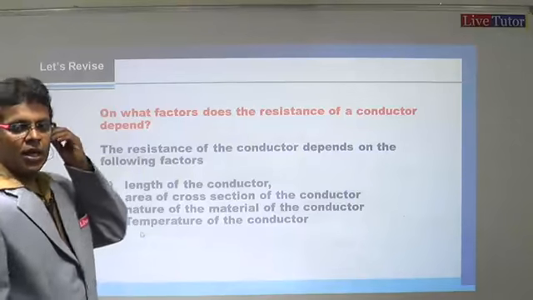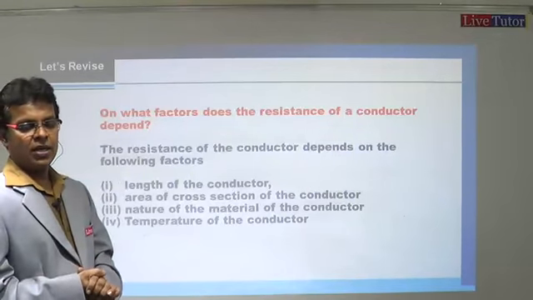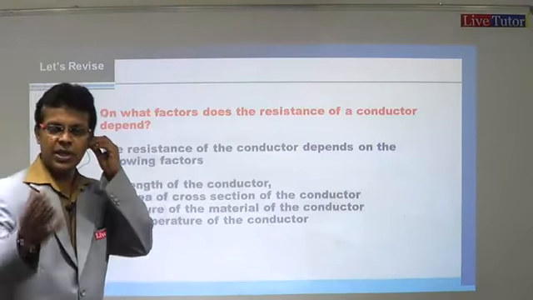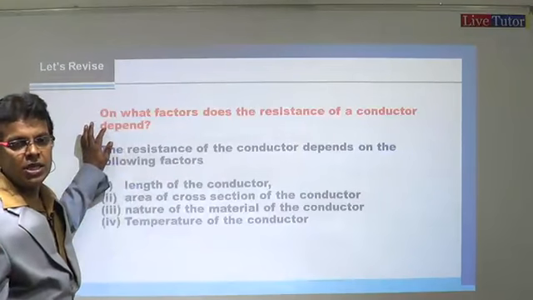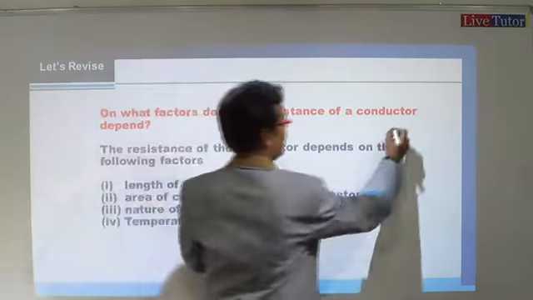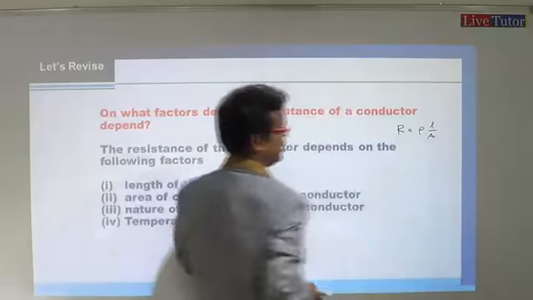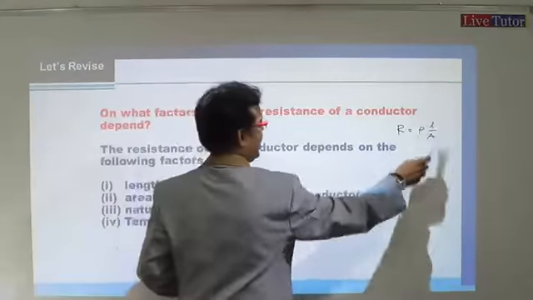The next one is, on what factors does the resistance of a conductor depend? Actually, this question is based on the resistivity. You know that resistivity and the resistance, using Ohm's law we have seen, R is equal to rho L by A. Isn't it? That formula. R is equal to rho L by A. Here there are 3 variables only, rho, L, A.